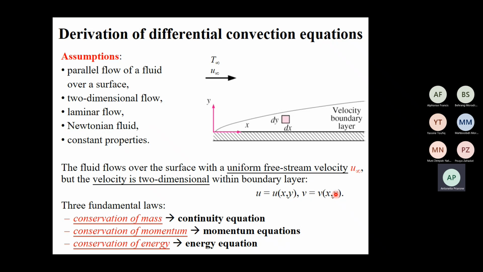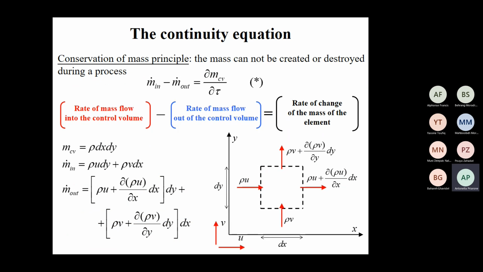The first is the conservation of mass, that means the continuity equation. Then I have the conservation of momentum. The momentum equation actually is three equations, because I have one equation for each direction. For us, in the two-dimensional case, it means two directions, but in general, I have one momentum equation for each direction I'm considering. And then the conservation of energy. We start with the continuity equation.